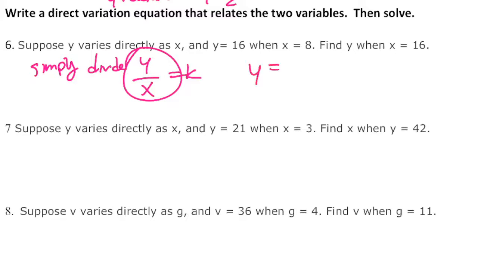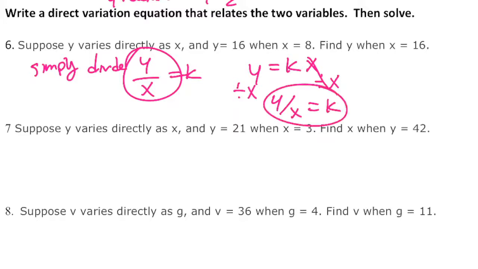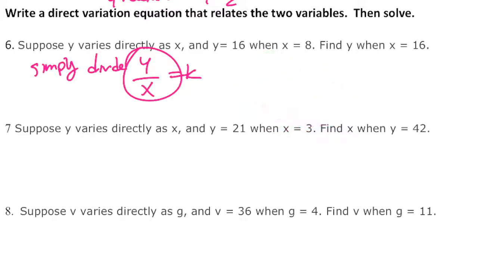Another way to look at this is look at the formula y equals kx. If you need to solve for k, simply divide both sides by x, and you end up with y divided by x equals k. Now, if that's too much to look at over here, then don't worry about it. The key takeaway is divide y by x, and that will give you the k, because you're trying to find how much y changes every time x changes.